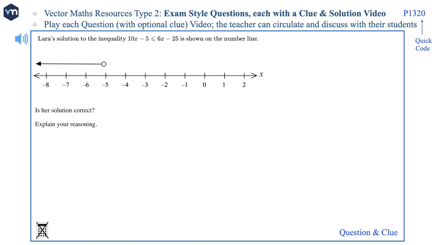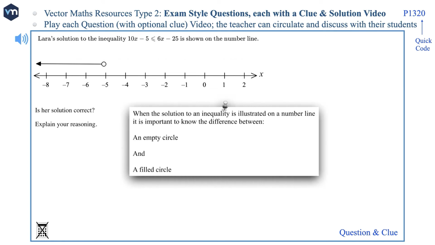Lara's solution to the inequality 10x - 5 is less than or equal to 6x - 25 is shown on the number line. Is her solution correct? Explain your reasoning. When the solution to an inequality is illustrated on a number line, it is important to know the difference between an empty circle and a filled circle.